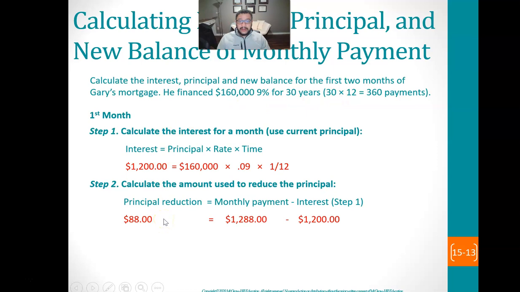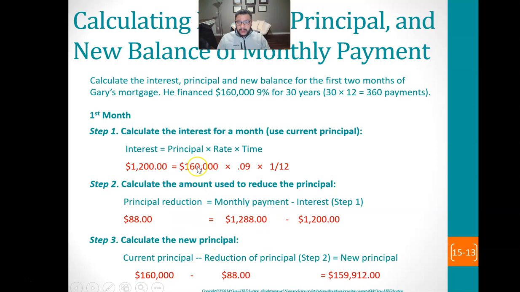So then what do you do? You take this $88 and subtract it from the original loan amount, and your new balance is $159,912. So after you make your first payment, you basically still owe $160,000. Let's go to our second payment.